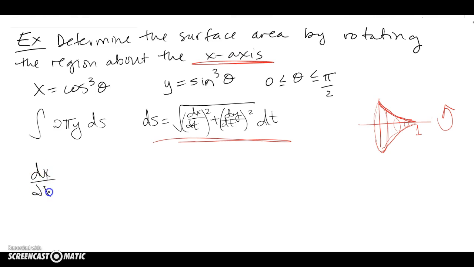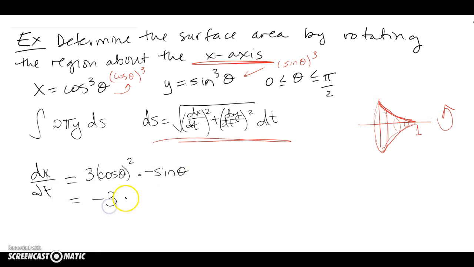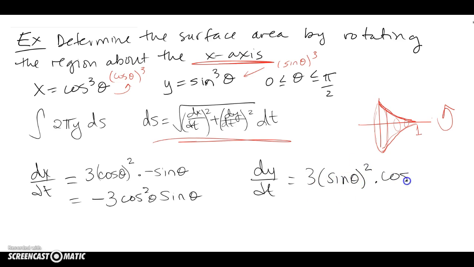So dx dt is going to be, keep in mind this is cosine theta cubed, and this guy over here is actually sine theta cubed. So we're going to do 3 cosine squared theta, of course, times the derivative of the inside, which is minus sine theta. That's going to give me minus 3 cosine squared theta sine theta for my dx dt. dy dt will be 3 sine squared theta times the derivative of the inside, which is cosine theta.